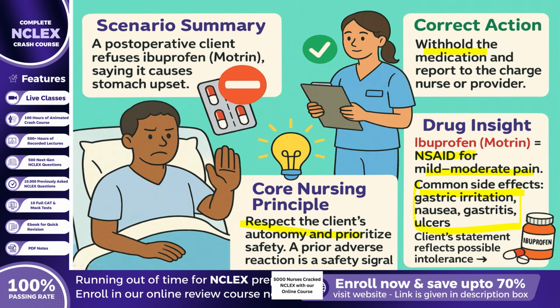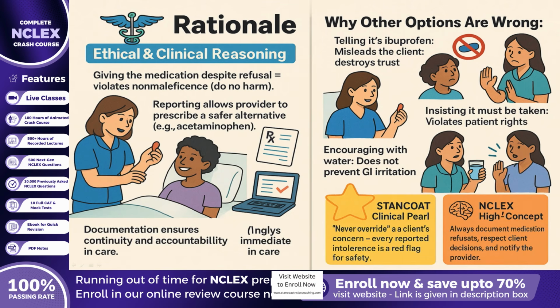Turning to the incorrect options, option A, telling the client that the medication is ibuprofen, is unsafe and unethical. Although ibuprofen and Motrin refer to the same drug, using the generic name to bypass the client's concern would constitute deception and a violation of informed consent. Clients must always know what medication they are receiving, and their previous experiences must guide safe practice.